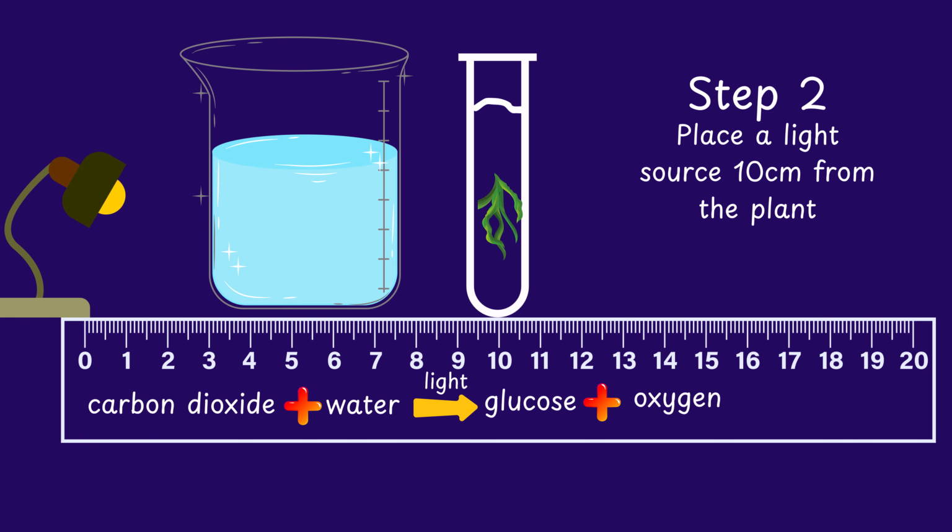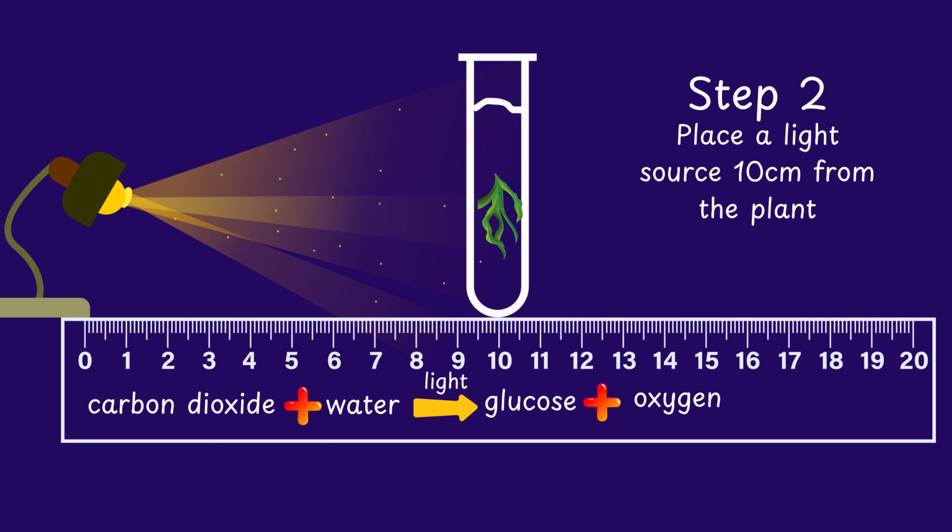Step 2. Place a light source 10 centimeters from the plant. Students, if you're using a regular light bulb, the ones that give off quite a bit of heat energy, you need to place a beaker filled with water in between the plant and the light source. The water will absorb the heat energy that is coming off so that it does not affect the temperature of the experiment. We are using an LED bulb for this required practical though, so we do not need that beaker.